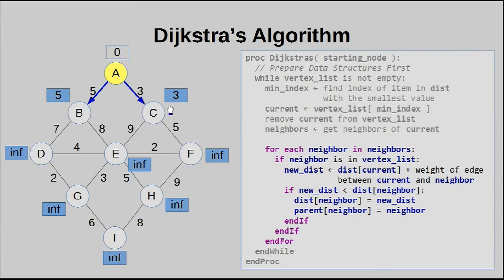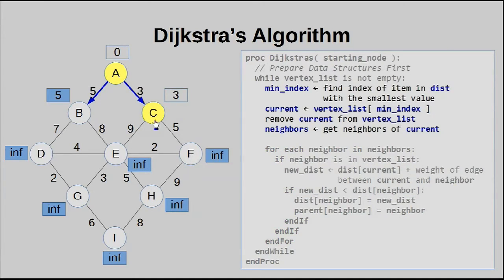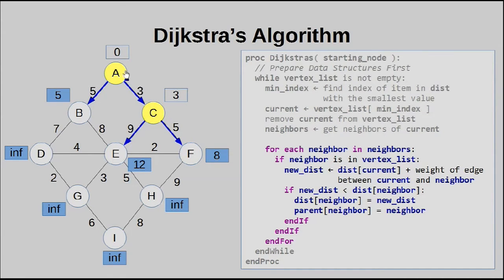So we are ready to move on to the next iteration. We want to find the vertex that is still in the vertex list with the minimum weight. So the next element we look at is C. Once again, we look at its neighbors, but we do not process the neighbor A because A is no longer in the vertex list.